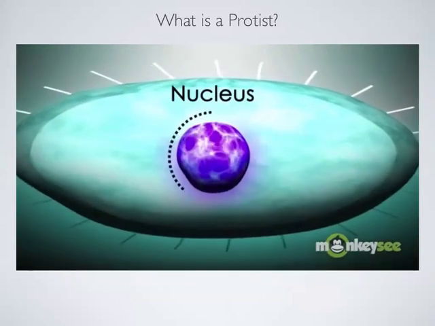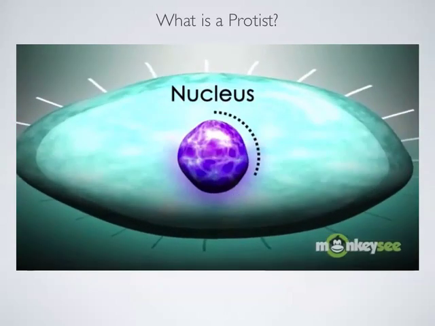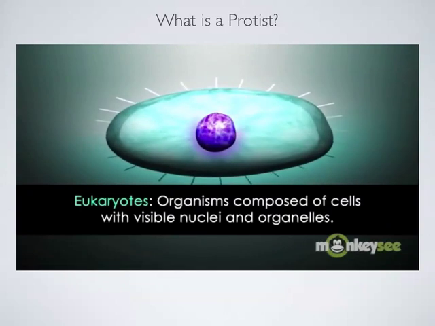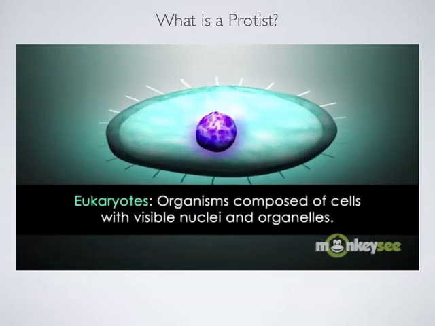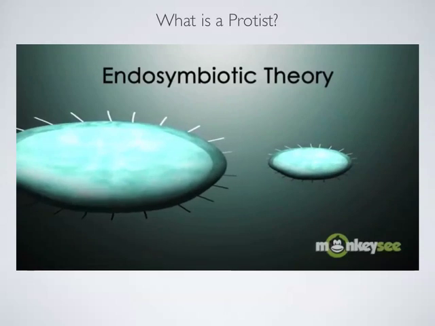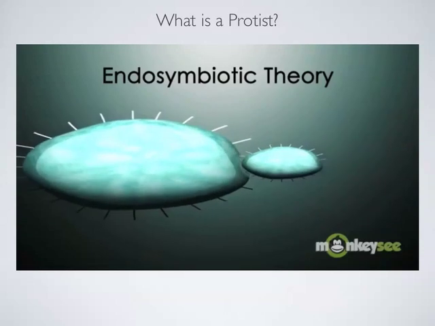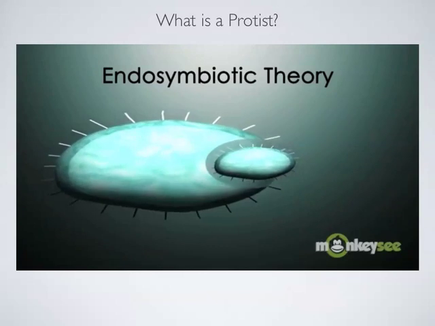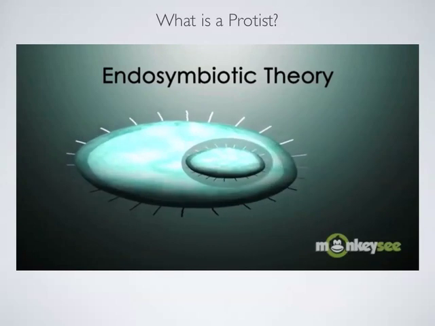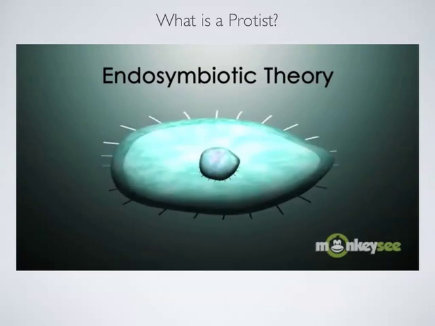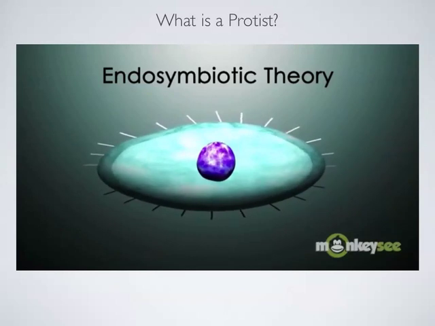Because protists have a defined nucleus, they belong to the domain Eukarya, and they're called eukaryotes. Protists are probably the first eukaryotes, according to what's called the symbiotic theory. The first protists formed when cells that did not have a nucleus engulfed smaller cells. Over many years, these smaller cells evolved into the larger cell's nucleus and other organelles.